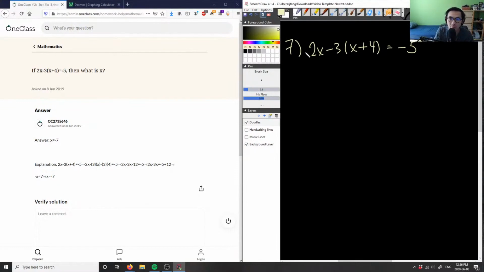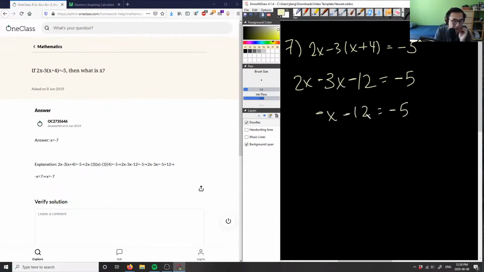So this 3 is going to be multiplied by both of these terms here. So I have 2x, and then minus 3 times x will give me minus 3x, and minus 3 times plus 4 is going to be minus 12 here, which will give me negative 5. 2x minus 3x is simply just negative x, minus 12 equals negative 5.